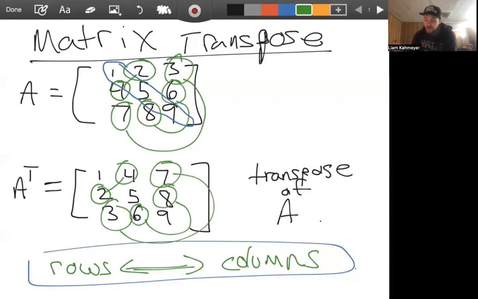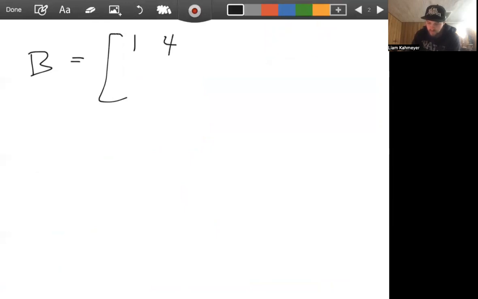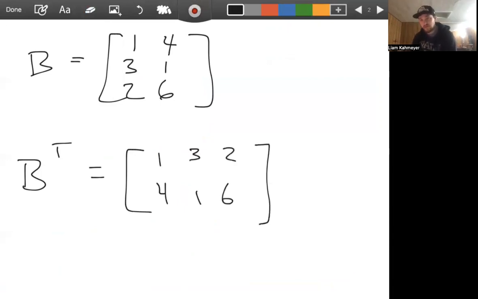The problem with thinking about it this way is that it becomes less clear when you're working with non-square matrices, right? So if you were to work with a non-square matrix, let's say I have the matrix B, which is 1, 4, 3, 1, 2, 6. Well, if we think of the transpose as just swapping the rows for the columns, then we're immediately going to get 1, 4, 3, 1, 2, 6. We can compute the transpose very quickly by just swapping rows for columns.